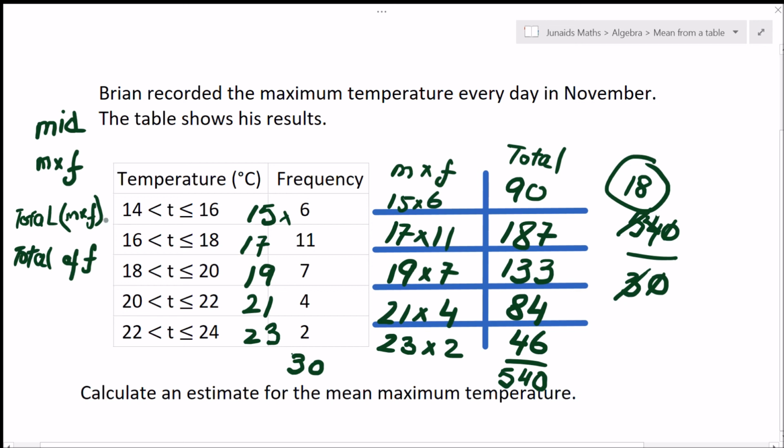Now the final step we did here is that we have just divided these two totals. So whatever the totals you've got in steps 3 and 4, you just divide that by the next one. So you'll say total of m times f divided by your other total of the frequency.